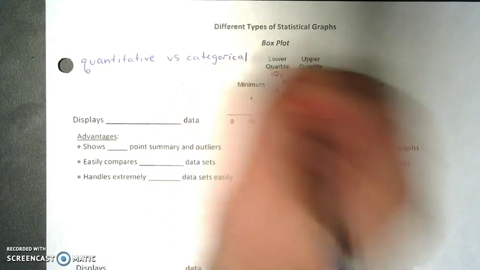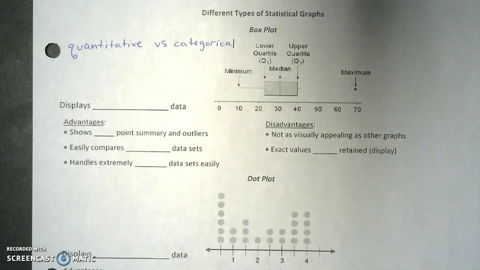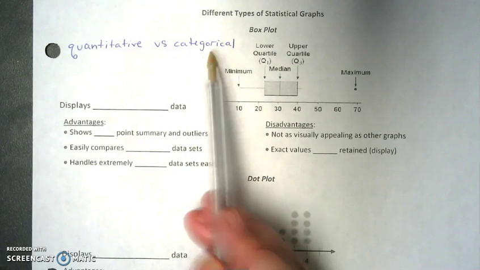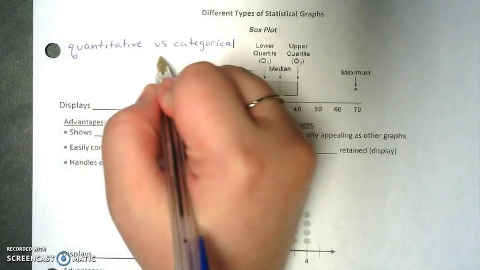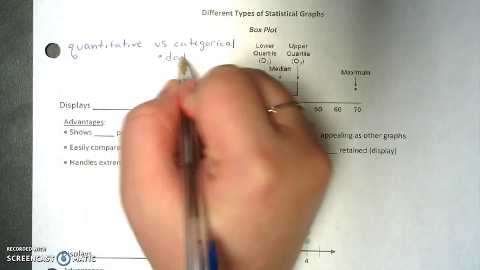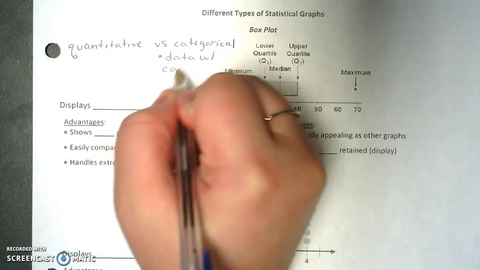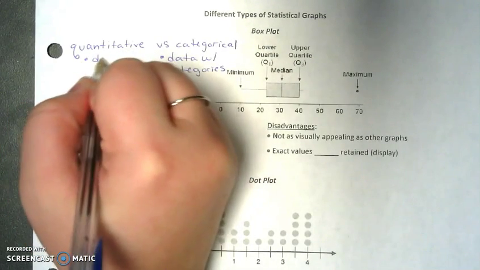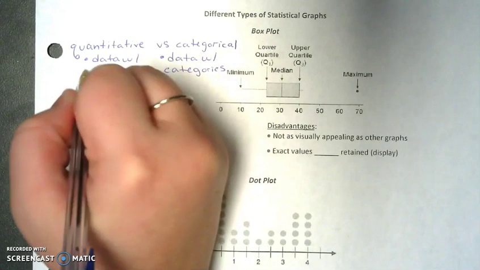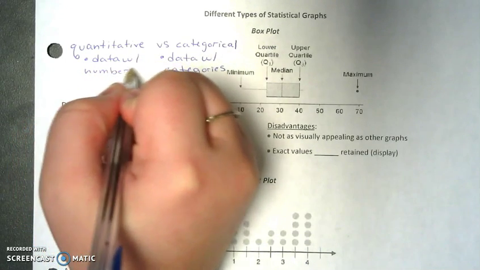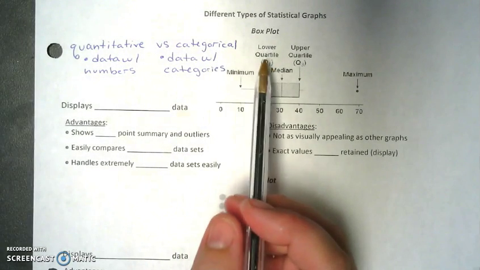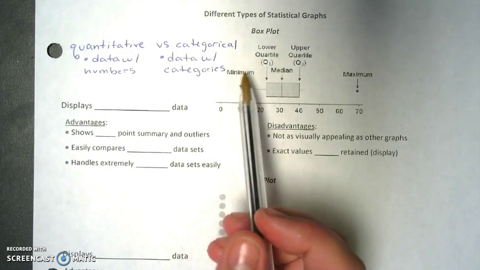These sound really complicated. Okay, so quantitative and categorical. Now, the one that probably sounds familiar to you, or you could probably dissect, is categorical, because it sounds like categories. Well, you're right. So this deals with data with categories. And quantitative is data with numbers. So just numbers. So the only ones that are categorical are like bar graphs and pie charts.